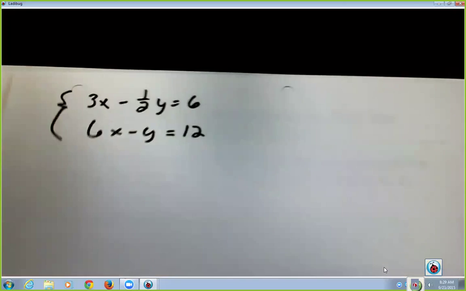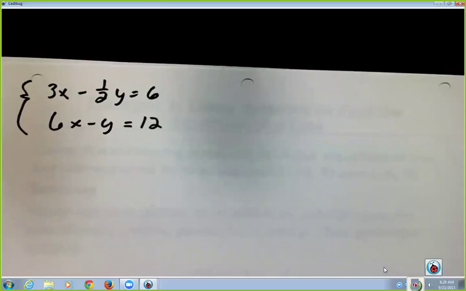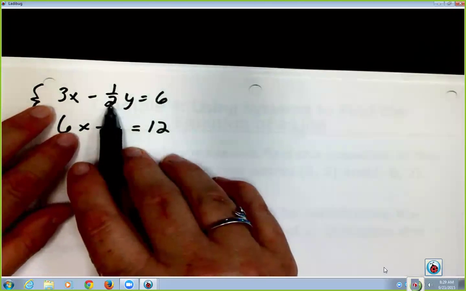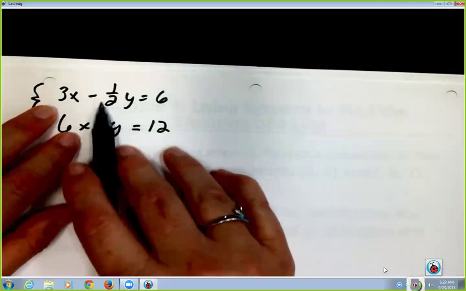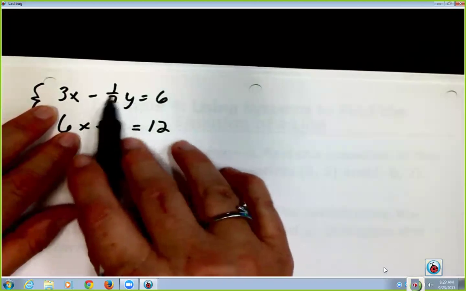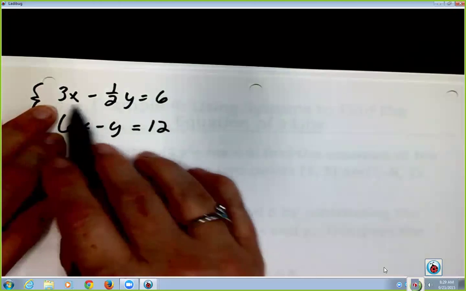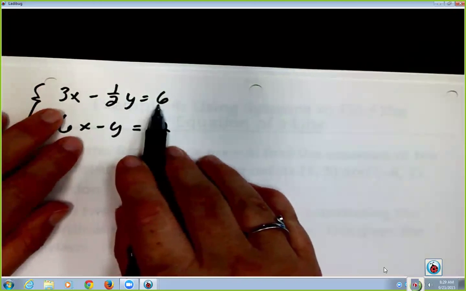One that has fractions, because once in a while they will toss one in for you that has a fraction in it, and I just wanted to put one of them in here so that we had an idea. Your best bet when you have a fraction is get rid of it. We've been getting rid of denominators for a long time in Chapter 7. So to get rid of this 2, what that would mean is I'd multiply everything in here by 2.